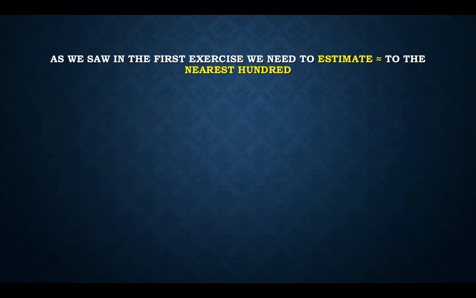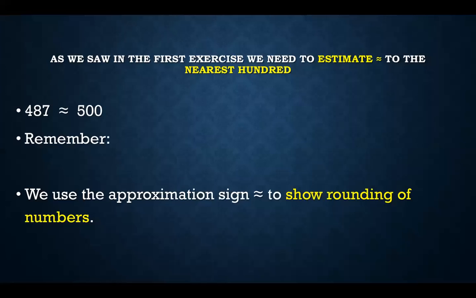As we saw in the first exercise, we need to estimate to the nearest 100. So in this case, this is the way. Keep an eye on this. We are going to estimate this way. But remember, for the nearest 100, we use the two curved lines. We use the approximation sign to show rounding of numbers.